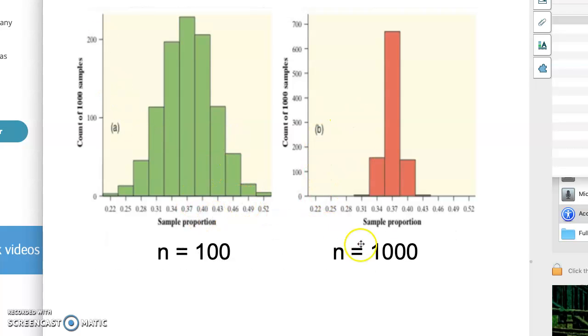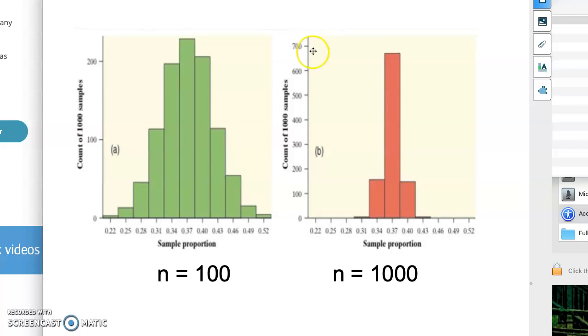Here's a picture example of what we're talking about in terms of sample size. Here we have a distribution where the mean of the sample is 0.37, and the mean of the population is 0.37. We take 1,000 samples of size 100 each, and we plot them, and you can see how spread out they are. If I increase my sample size to 1,000, and I'm still taking 1,000 samples, you can see this is much less spread out. There's much less variability.